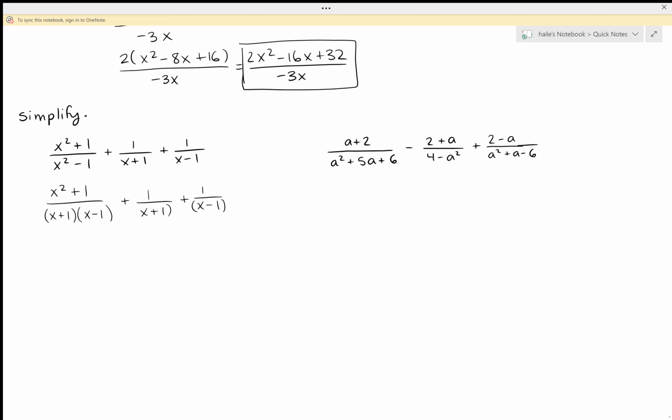And it may help when you're first starting out with this stuff to put anything that's a factor, like x plus 1 or x minus 1, in parentheses. Always get in the habit of doing that because it'll remind you whether you can cancel or not.